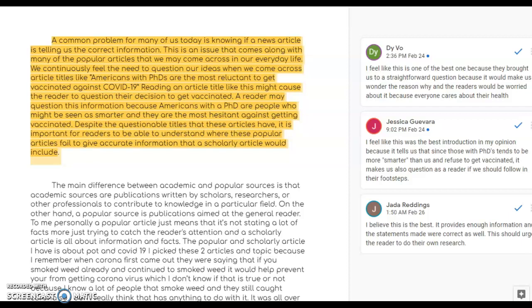One of the reasons you guys seem to like it is because it gives us context. "A common problem for many of us today is knowing if a news article is giving us the correct information. It's an issue that comes along with many popular articles we may come across in our everyday life. We continuously feel the need to question our ideas when we come across articles like 'Americans with PhDs are most reluctant to get vaccinated against COVID.' Reading an article like this might cause the reader to question their decision to get vaccinated."